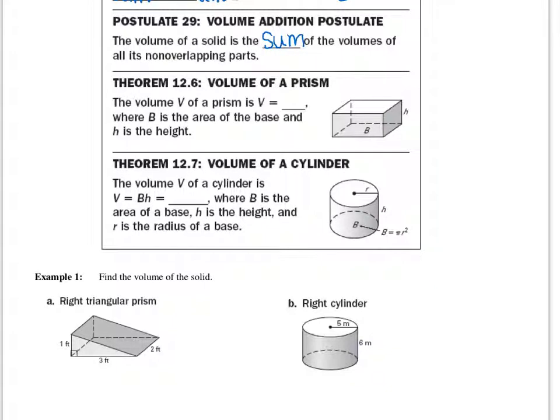Theorem 12.6 is the volume of a prism theorem. So the volume V of a prism, this is an important one, V equals capital B, my base area, times my height.